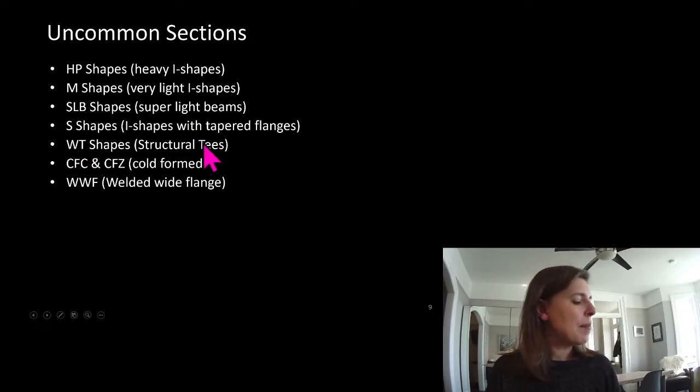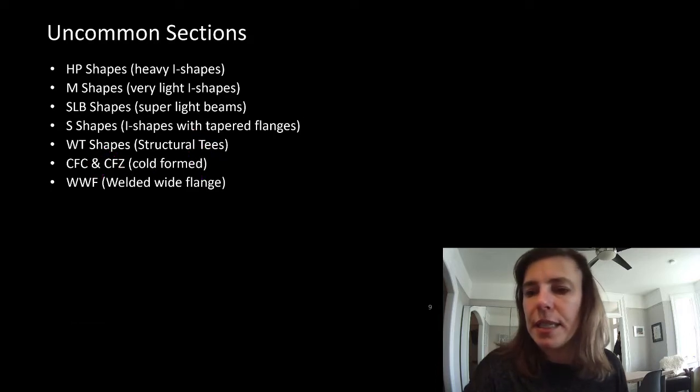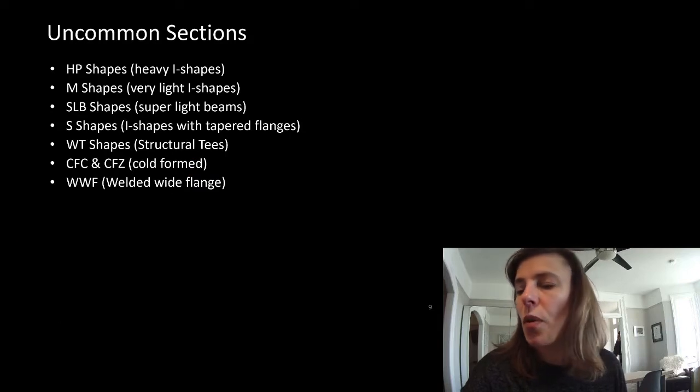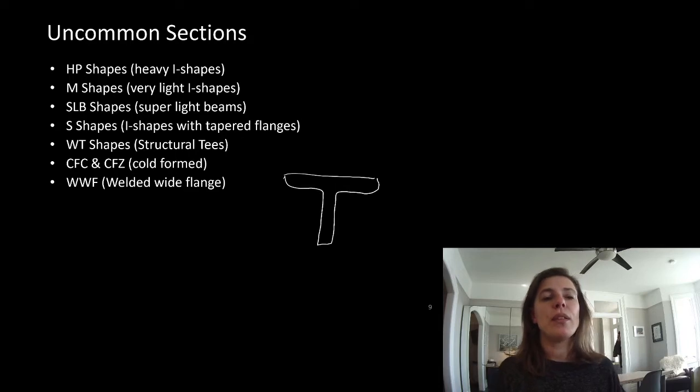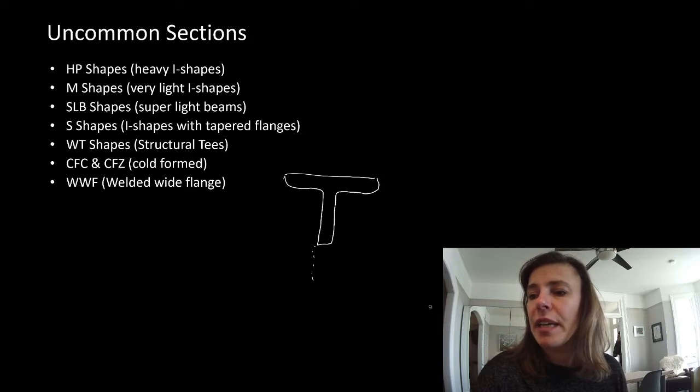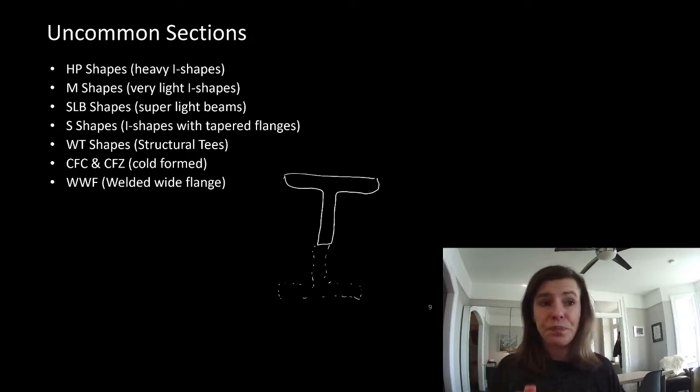WT shapes, I'm leery about specifying. So they're a structural T shape. So what we're saying is that it's a shape that looks like that. But here's the thing, if you don't need a lot of it, it is literally a W section cut in half. So if you don't need much of it, you're paying for the full section just to use this part of it. Now, if you need all of it, no problem.